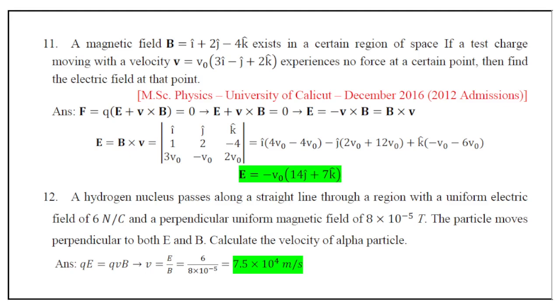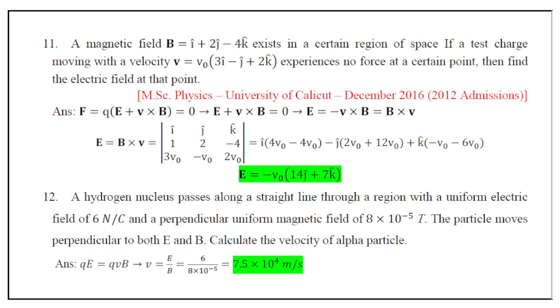Then the coefficients of B are 1, 2, minus 4, and the coefficients of v are 3v0, minus v0, then 2v0. We will get the answer as E equal to i into (2 into 2v0 minus 4 into minus v0, so plus 4v0), so that is 8v0, minus j into (2v0 plus 12v0), plus k into (minus v0 minus 6v0). So we get the electric field as minus v0 into (14j plus 7k).